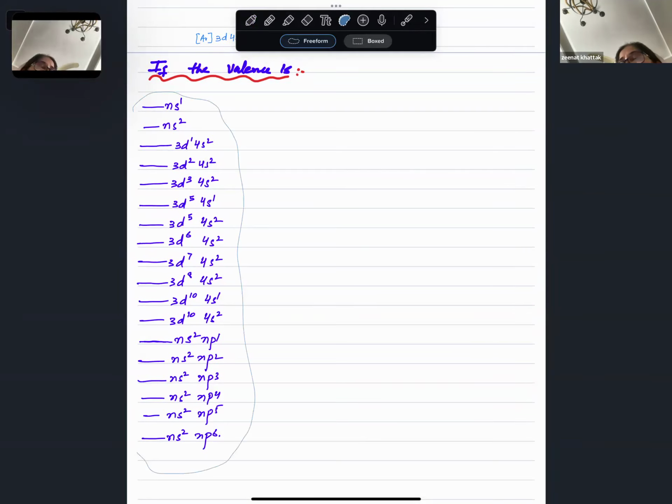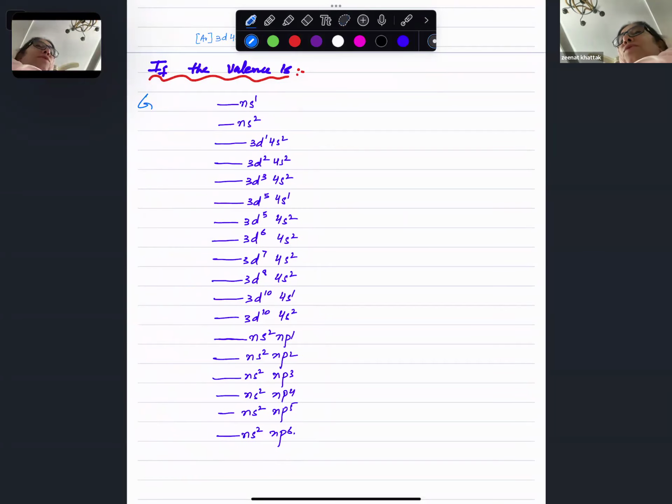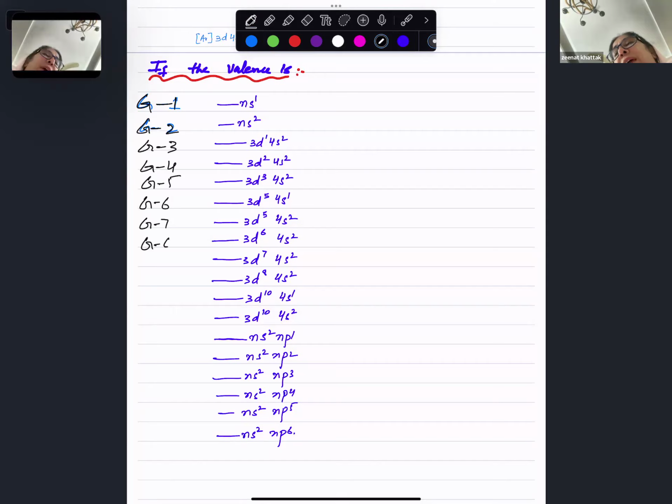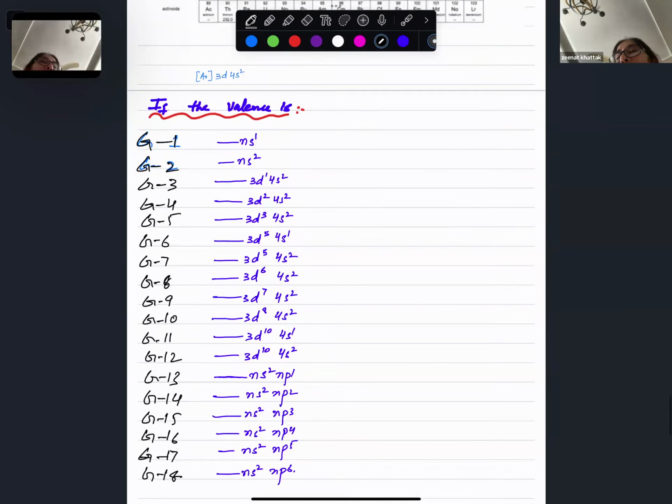Actually, this is group 1, group 2, group 3, group 4, group 5, group 6, group 7, group 8, group 9, group 10, group 11, group 12, group 13, group 14, group 15, and group 16, and group what? 17, and group 18.